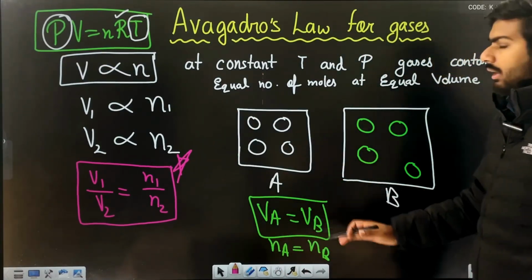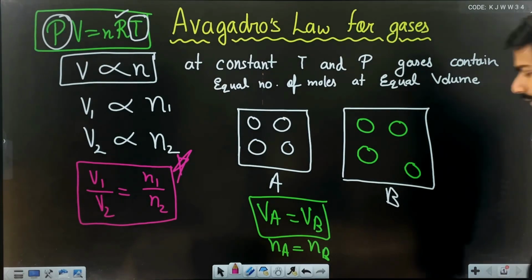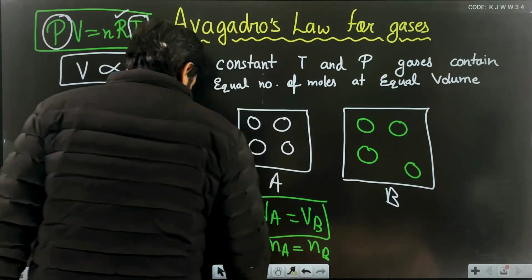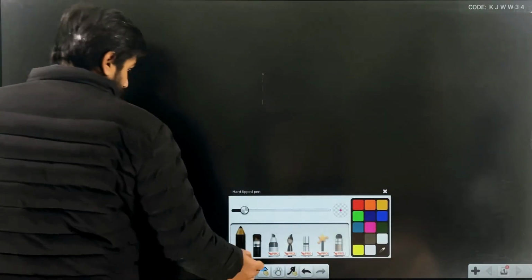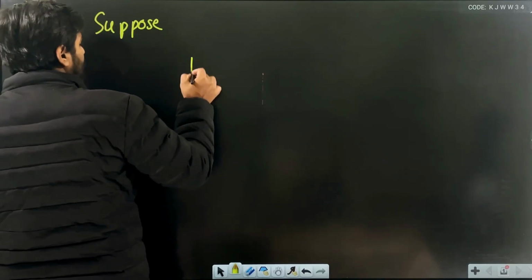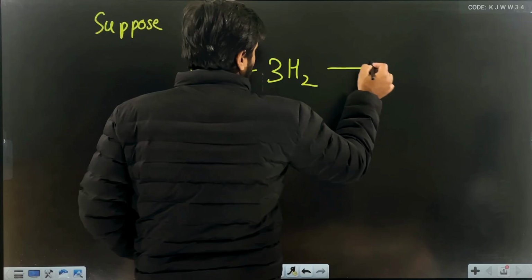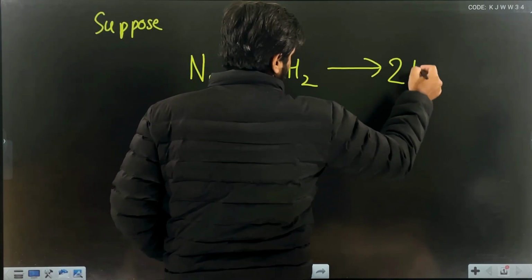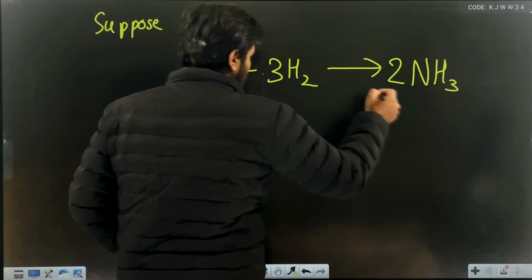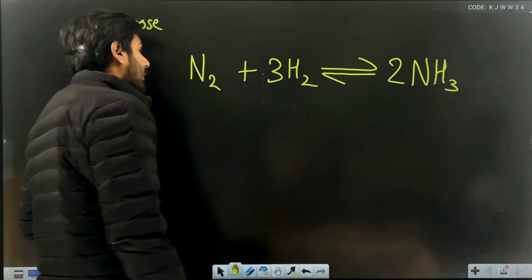Okay, write all this down. I'm going to give you a simple question based on this law. Hopefully you have written all these things. Let's see a simple question based on it. Suppose a reaction is taking place like N2 plus 3H2 gives 2NH3. Actually, this is a reversible reaction, so I will write it with a reversible arrow.